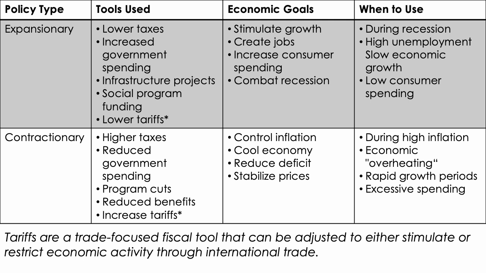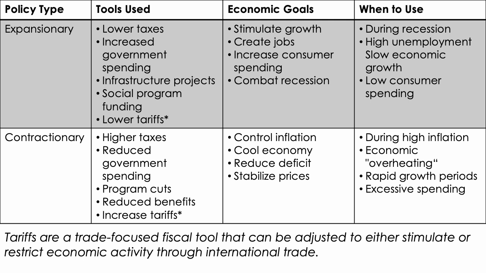Goals of expansionary fiscal policy are to stimulate growth, get the economy growing faster, to create jobs, and to increase the amount of money that people spend to combat recession. And so we use it under the when to use column. We use it during recessions. We do it when many people don't have jobs, when the economy is growing slowly, and when people aren't buying very much in terms of goods and services.